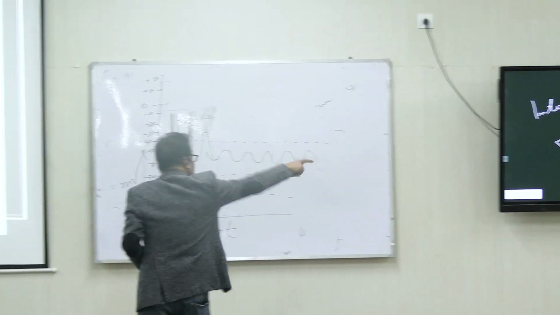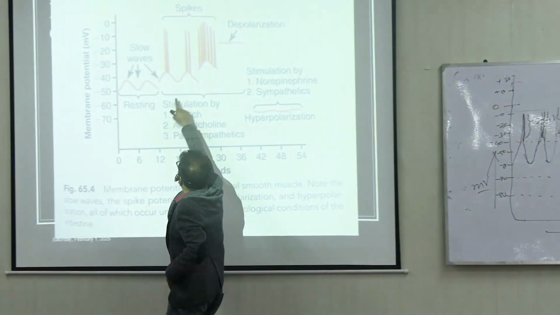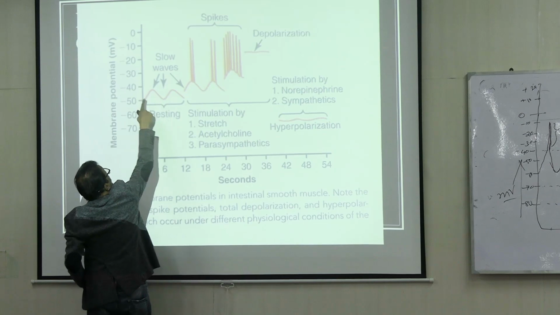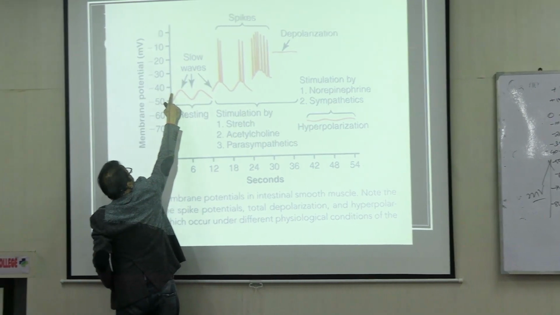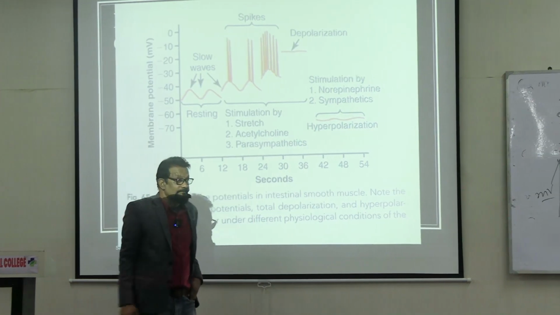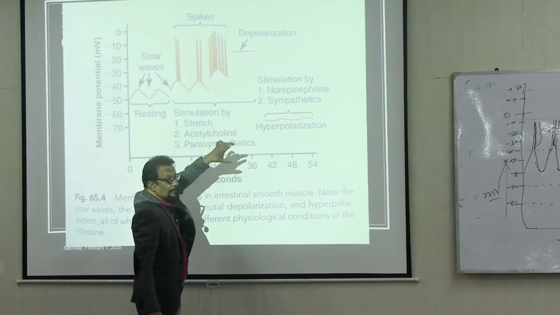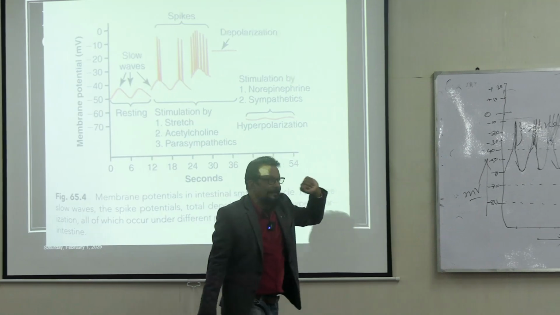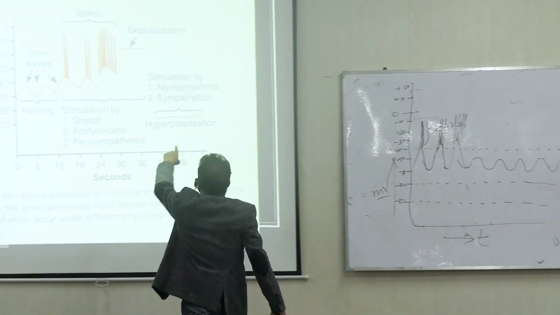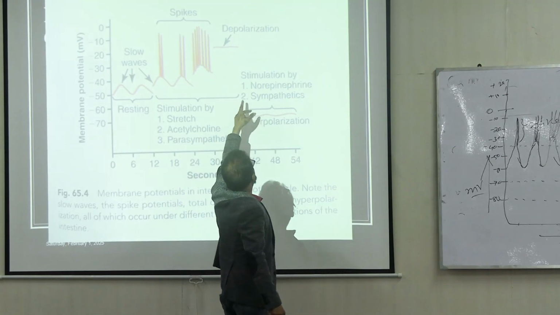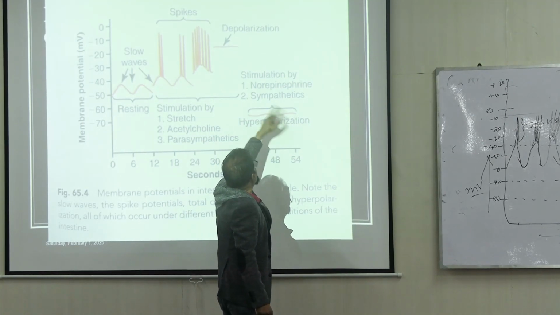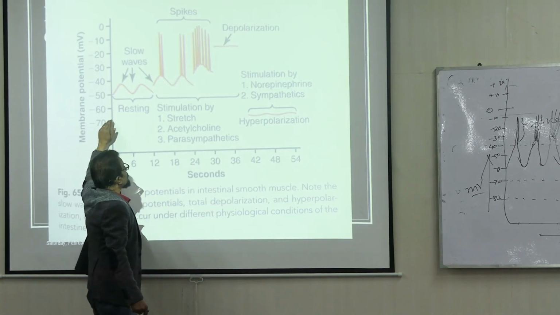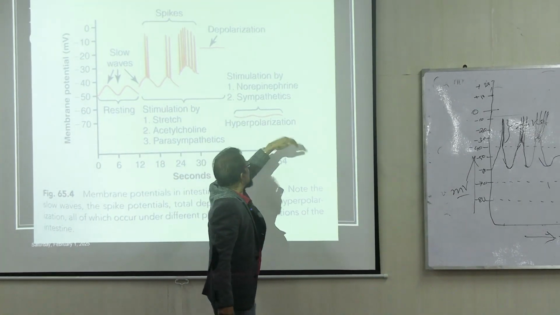This acetylcholine will enter into the cell and will cause, here it was, this wave was between 40 and 50. Now it will be between 45 and 35. Means the level of the baseline voltage will be going up. It will be less negative. But if the same cells are stimulated by norepinephrine or sympathetics, now what will happen? The baseline voltage will be coming down. Means here the slow waves will be there.